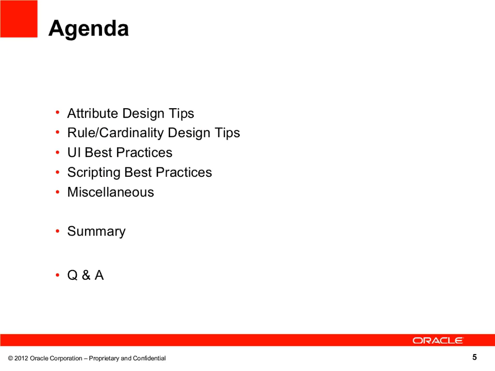That's the agenda for today. First of all, we will talk about some attribute design tips and about rule and cardinality design tips. And we will have a few slides about UI best practices and scripting best practices. And at the end, we have some miscellaneous points I would like to add. And then a short summary and a QA session. Okay, let's start with attribute design tips.